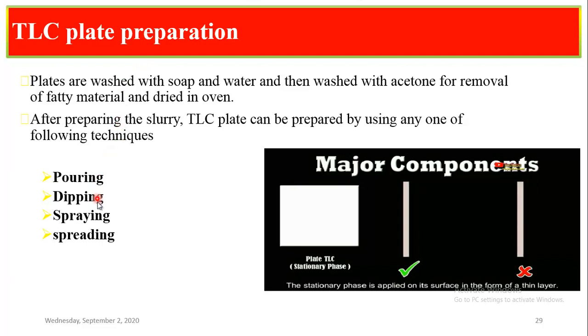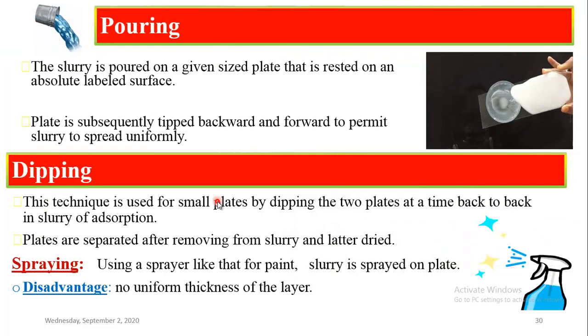Pouring, dipping, spraying and spreading. These are the 4 different steps taking place for the preparation of the TLC plate. First, for the pouring we will check. Here I have taken an example, it should be a smooth pouring, and here you will see that there is not a proper pouring, so it is not a good TLC plate. So the TLC plate should be prepared properly and oven dried.